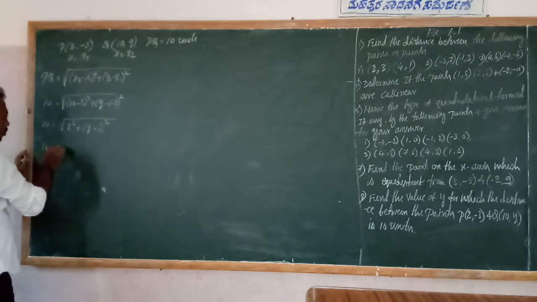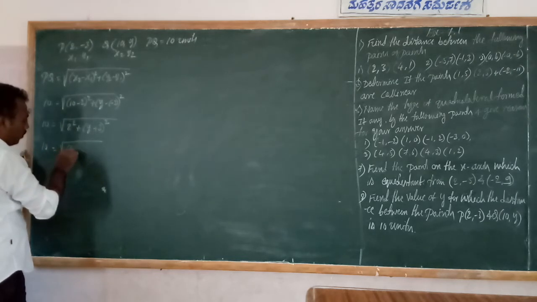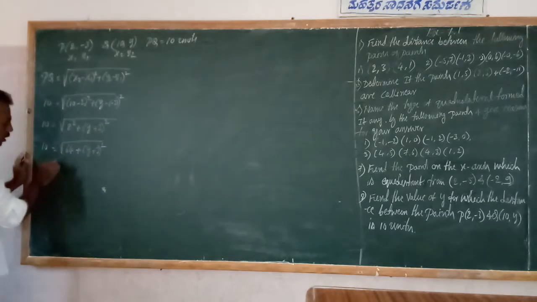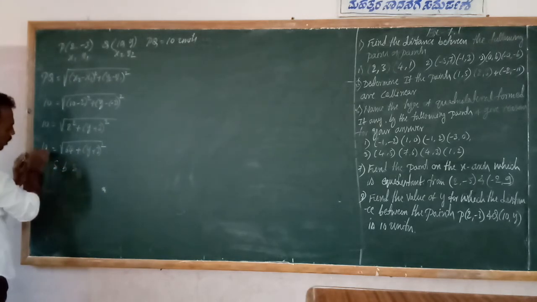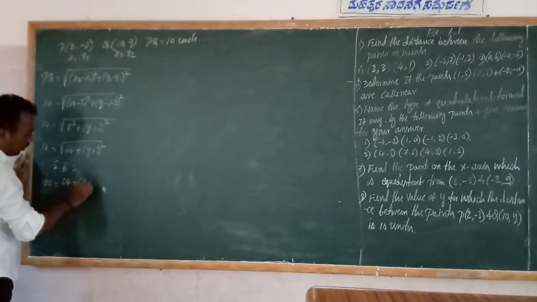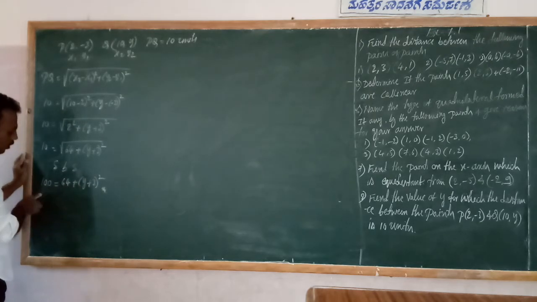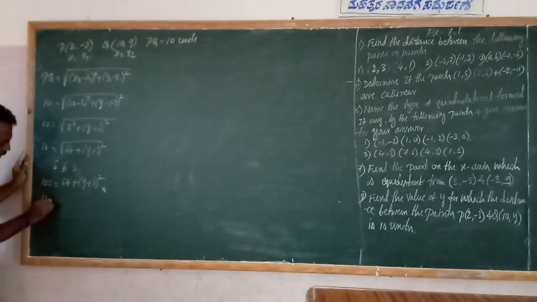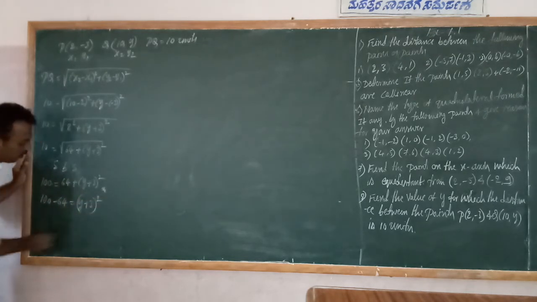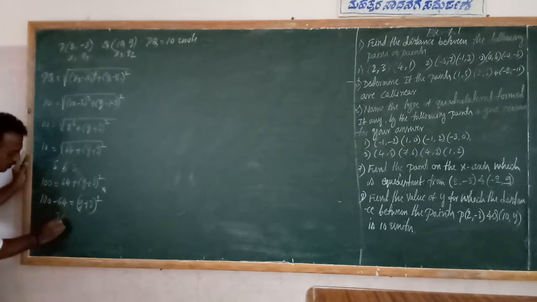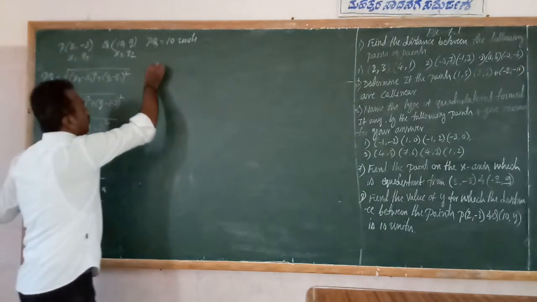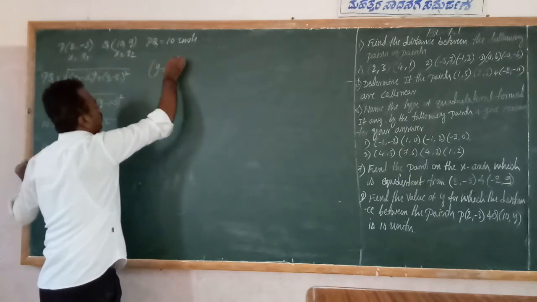Now, friends, 10 is equal to the square root of 8 square, which is 64, plus (y plus 3) whole square. Now we have to cancel the square root by squaring both sides. So 100 is equal to 64 plus (y plus 3) whole square. The 64 goes to the LHS: 100 minus 64 is 36. Therefore (y plus 3) whole square is equal to 36.